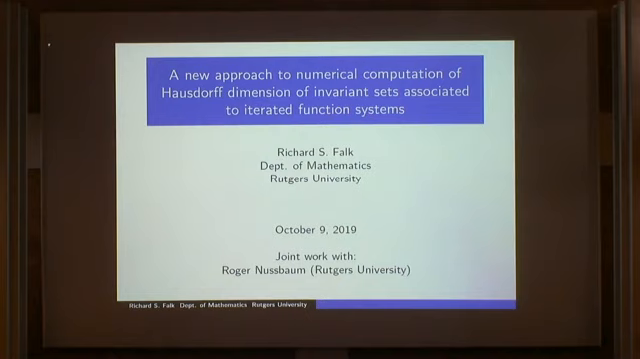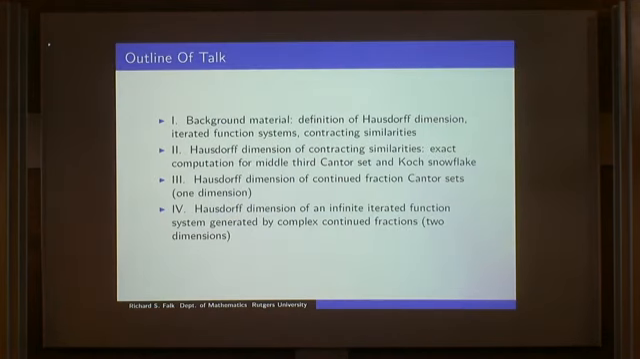Okay, thank you. So what is a little unusual here is this is the outline of my talk, and you see the first item here is where I try to explain what the title of the talk means. So we need to know, well, what is the Hausdorff dimension? What are iterated function systems? And I'm also going to talk about something called contracting similarities. Try to give some examples of simple cases when you can compute the Hausdorff dimension.